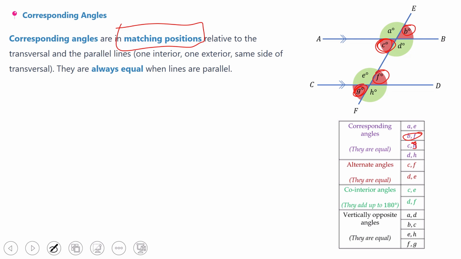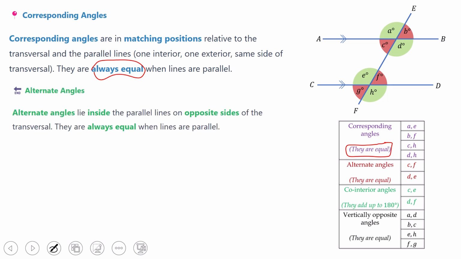So change this over here to J. And finally, the D and the H are also corresponding angles. The D is at the bottom right, the H is at the bottom right. So they have matching positions. Therefore they are also corresponding. And take notes: corresponding angles are always equal. Okay, so that is it for the corresponding angles.